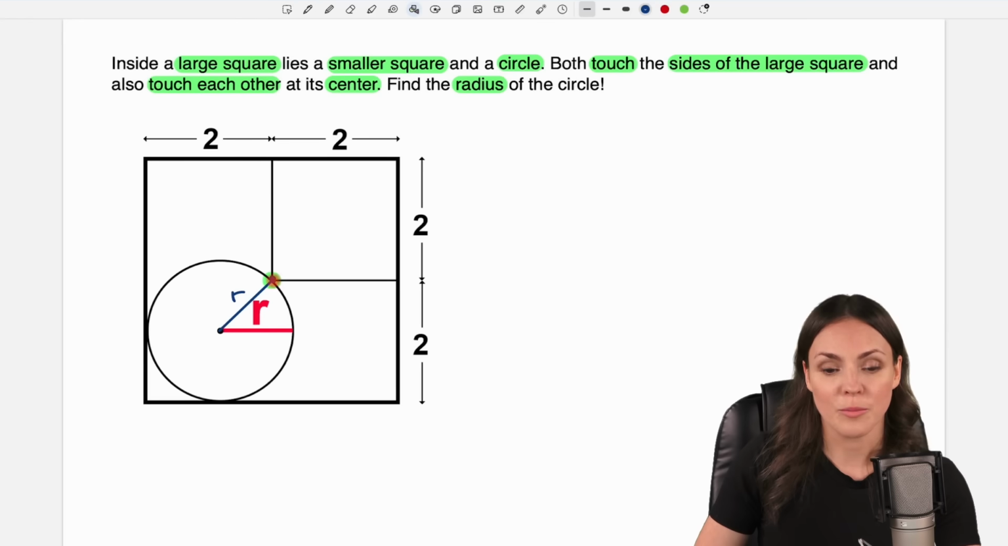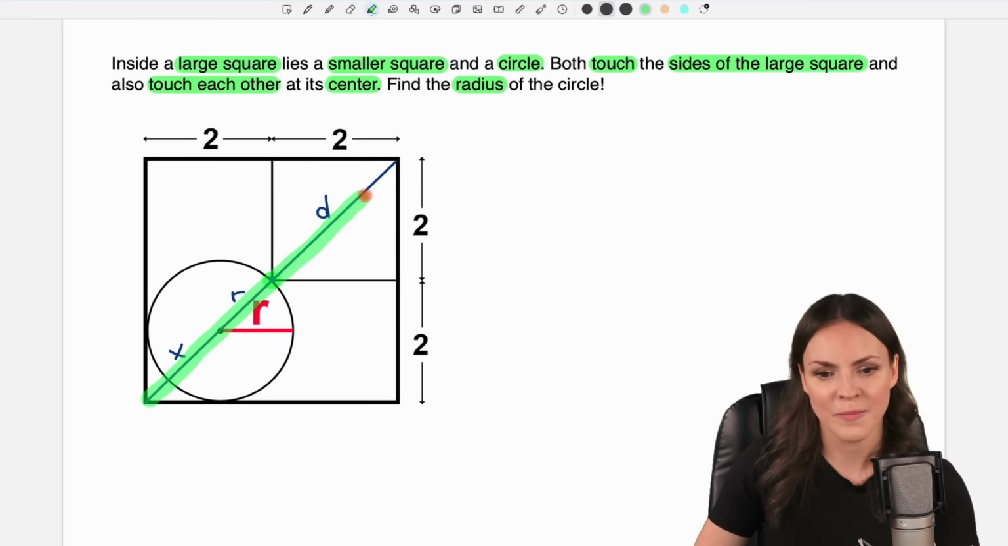Then from this touching point to the corner of my square, I have the diagonal through this small square, so I call this length d. And then the only thing that is missing is here from my edge of the square to my center of the circle. This part here, I call this length x. And it looks like as if these lines form the diagonal through the large square.